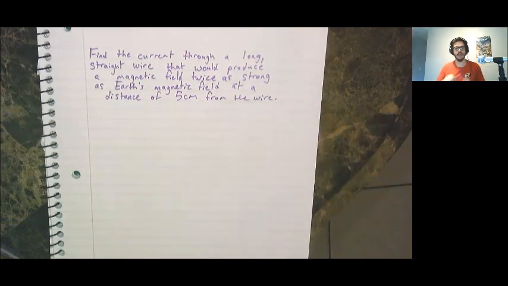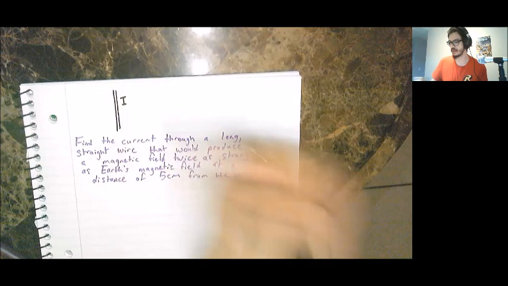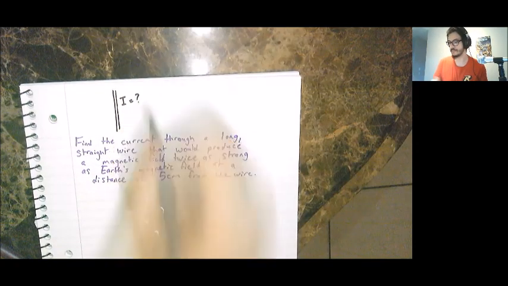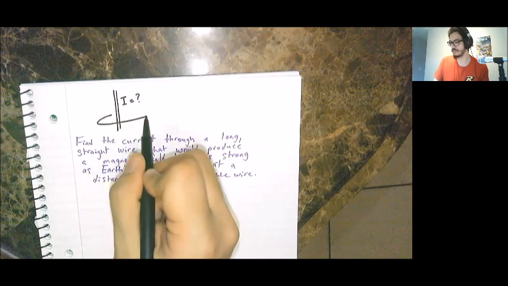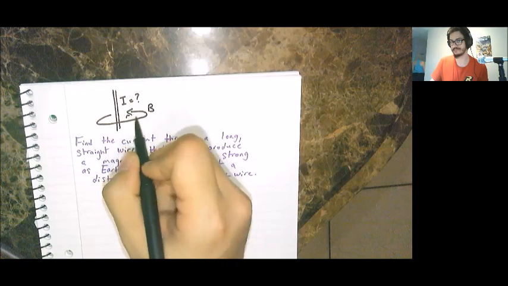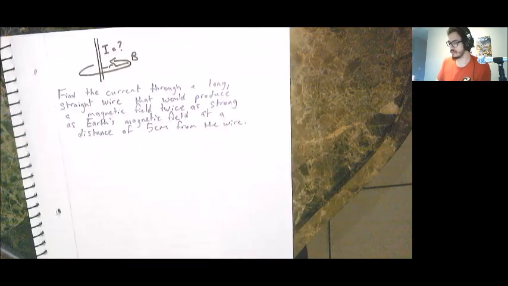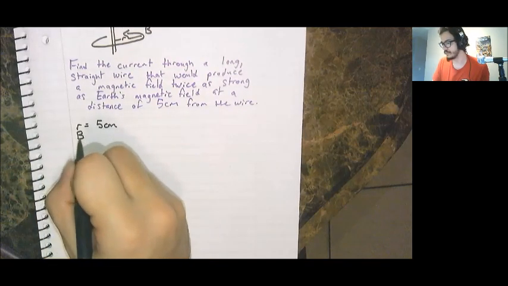Find the current through a long straight wire that would produce a magnetic field twice as strong as Earth's magnetic field at a point 5 centimeters away from the wire. So we've got our current carrying wire, I, and I is what we want to know. We've got a magnetic field, B, 5 centimeters away from it. And we're also given that B is twice as strong as Earth's magnetic field.